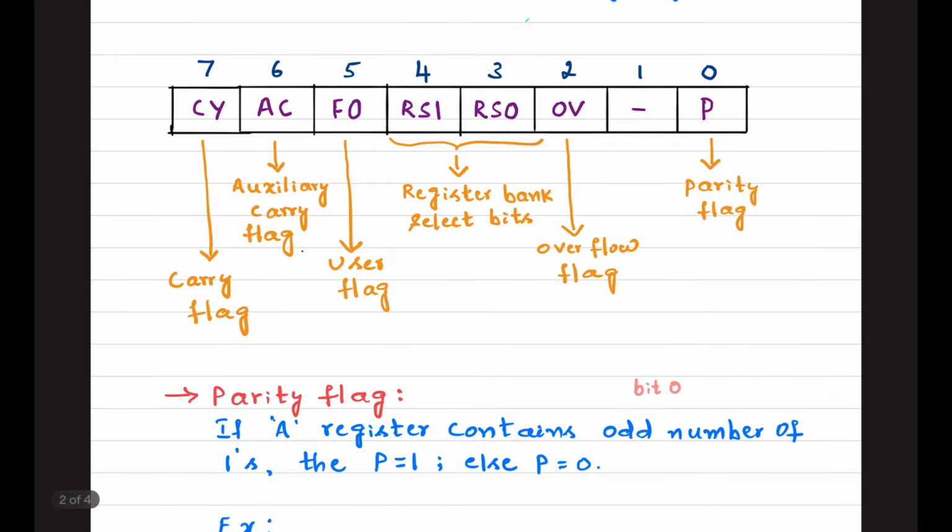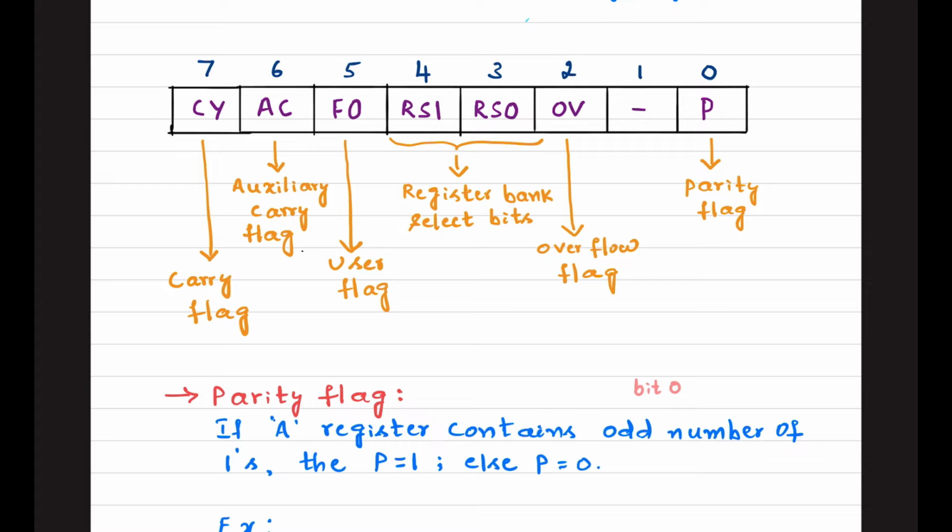This is bit 0 and this is bit 7. Starting from bit 0, the first one is P, that is the parity flag. The next one is not defined. OV is the overflow flag, and RS0 and RS1, these two are register bank select bits in combination. F0 is the user flag, AC stands for auxiliary carry flag, and CY is the carry flag.